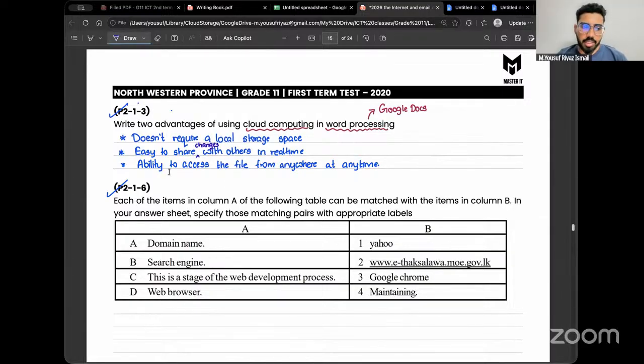Accessibility, that's what I mentioned. Ability to access the file from anywhere at any time. I just wrote saying multiple people can make changes from completely different places at the same time. Yeah, it's correct.